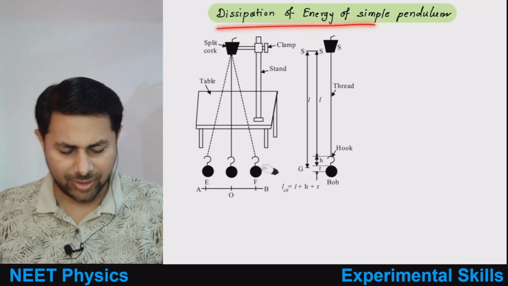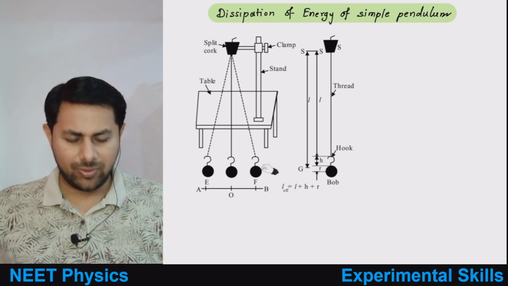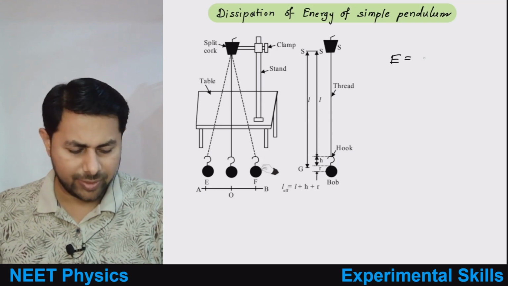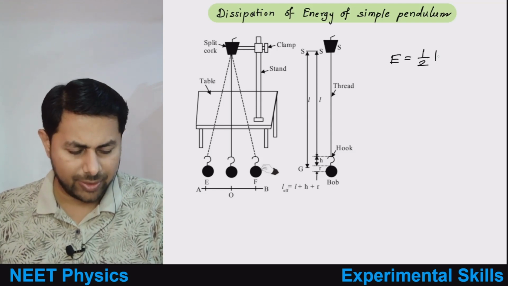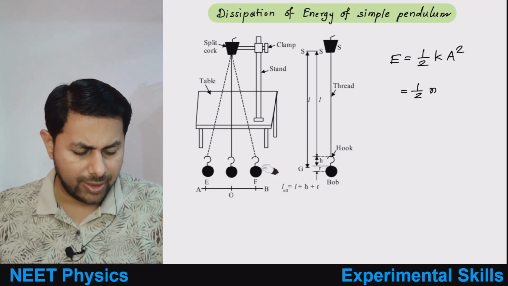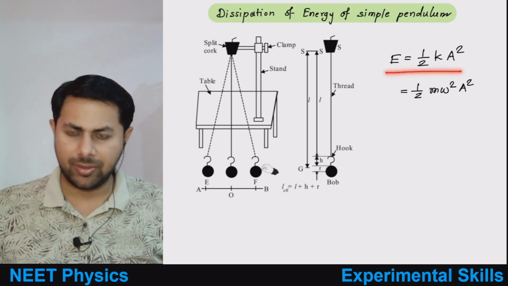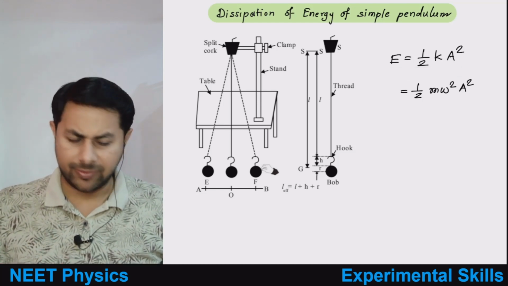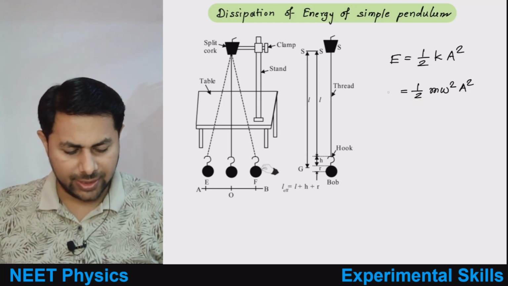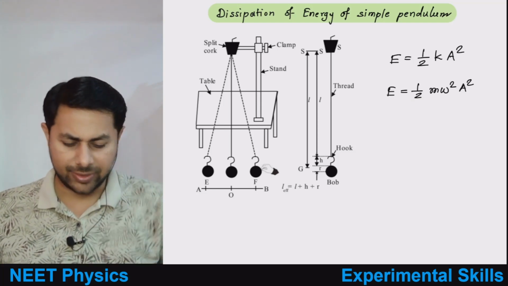So one is the dissipation of energy of a simple pendulum. Now, what is the energy of a simple pendulum? We know that if there is no dissipation, the energy is half of K a square, right? That is equal to half of m omega square a square. This is considering that the amplitude of oscillations will remain constant, right?